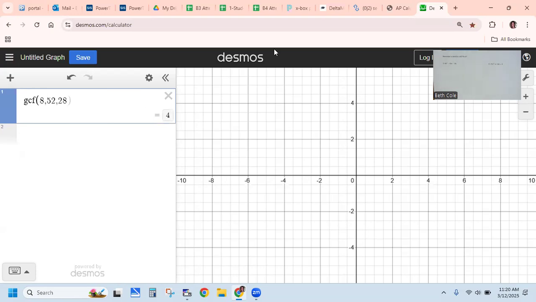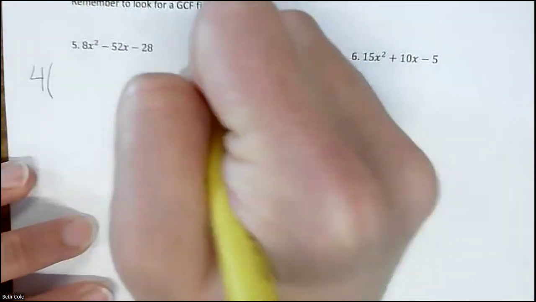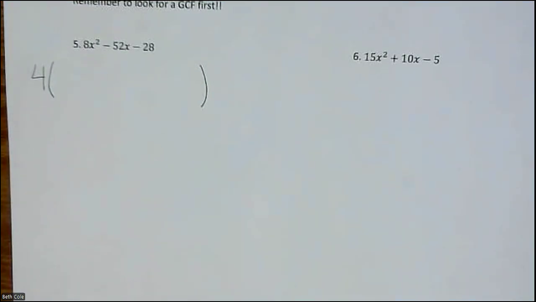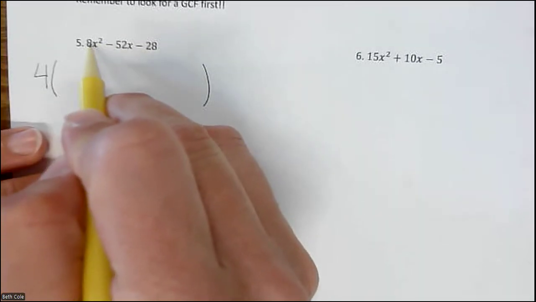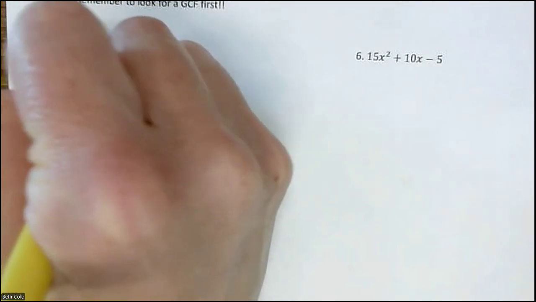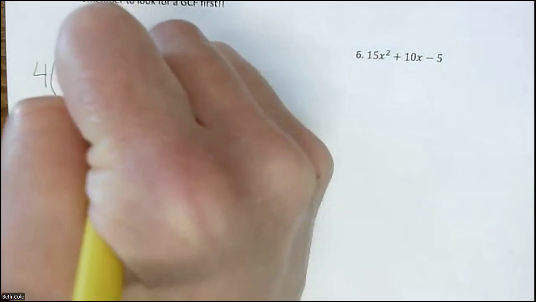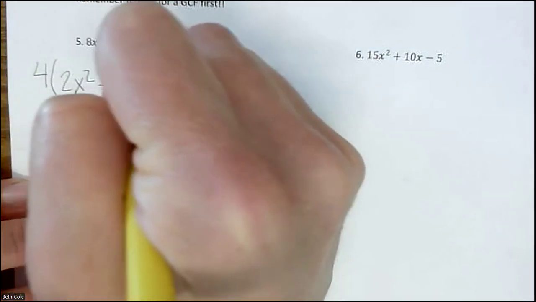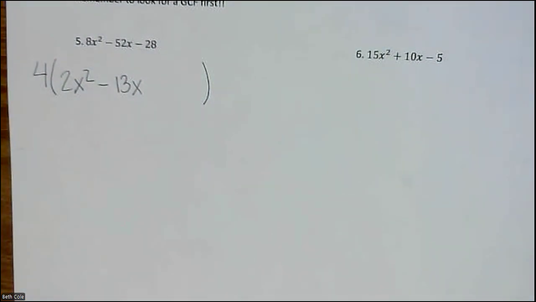So what you're going to do is 4, put a parenthesis, and you're going to divide them all by 4. You are undistributing a 4. So what is 8 divided by 4? So that's 2x squared minus, all right, I'm going to go ahead and tell you that 52 divided by 4 is 13. You could type that in the calculator, but I'm just trying to move things along. And then minus, and then what is 28 divided by 4? Good. That's going to be 7.